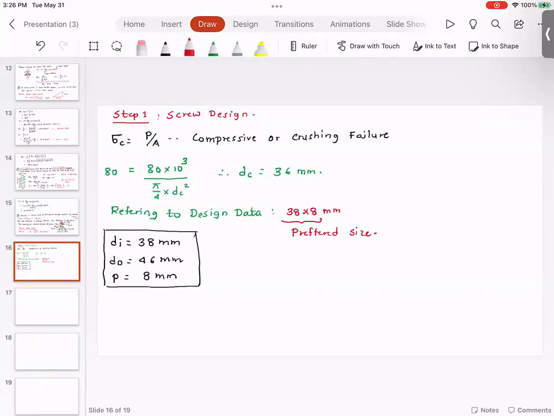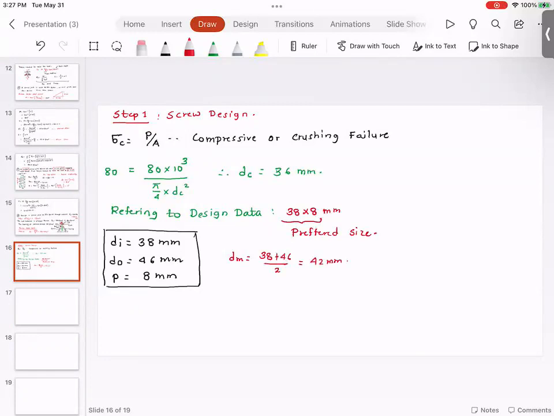So you can actually Google design data preferred dimension for screws, or what you can do is you can go to McMaster-Carr and it will show you the list of dimensions that are available for a particular type of screw. The next part is we need to find out the mean diameter, and that gives me 42 millimeter.